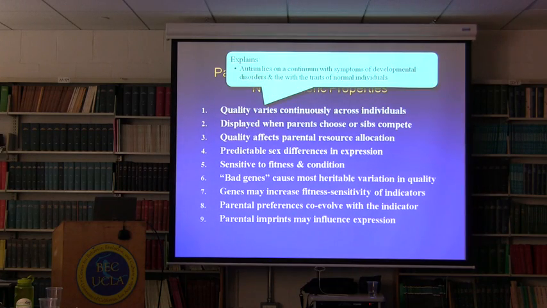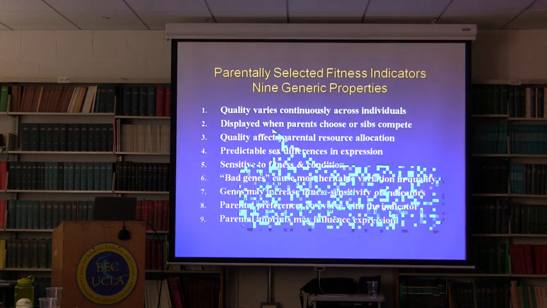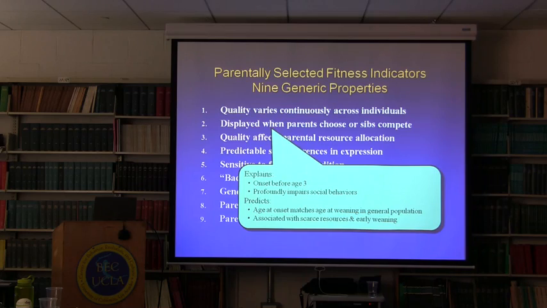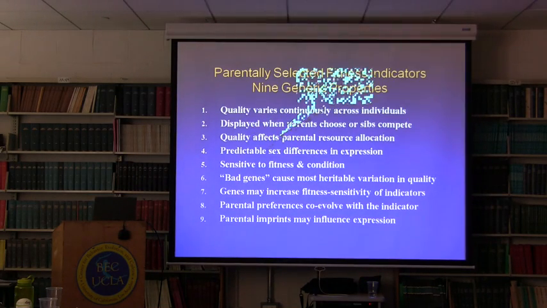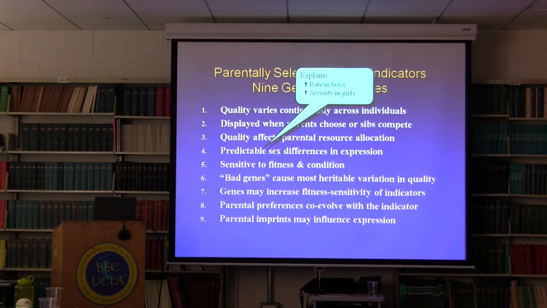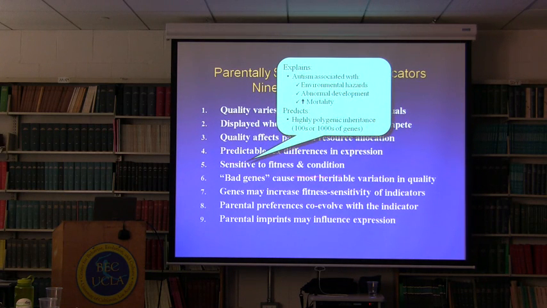So I've showed you in detail this one, what happens from number 1 and number 2. We just did number 3. That there are predictable sex differences in the expression of parentally selected fitness indicators. I could show you how that explains why there's a higher rate of autism in boys and increased severity in girls. That fitness indicators have to be sensitive to fitness and condition can explain why autism is associated with environmental hazards, abnormal development, and increased mortality.